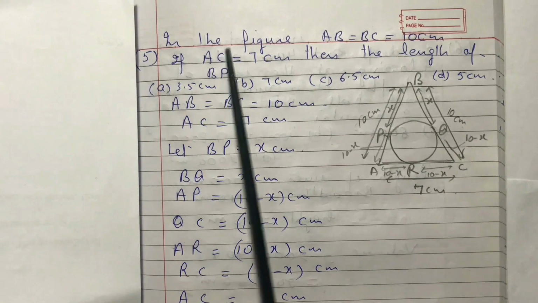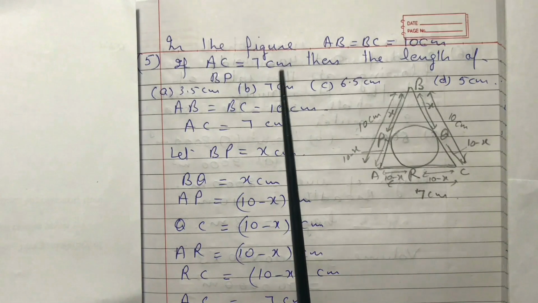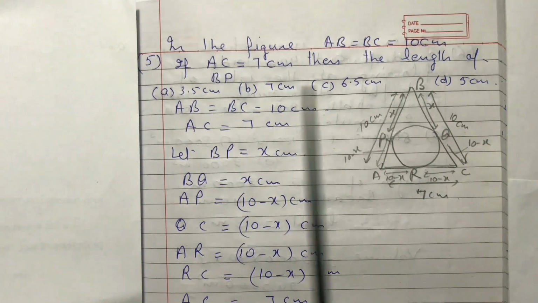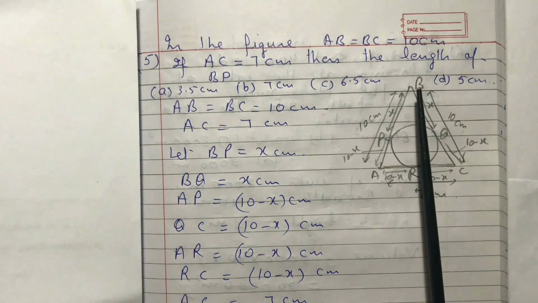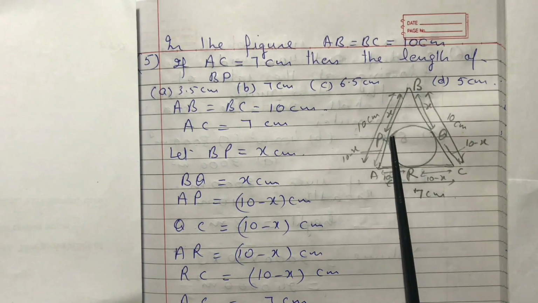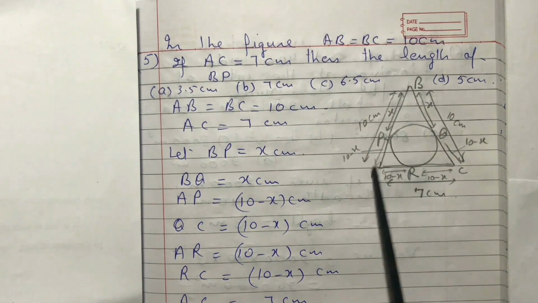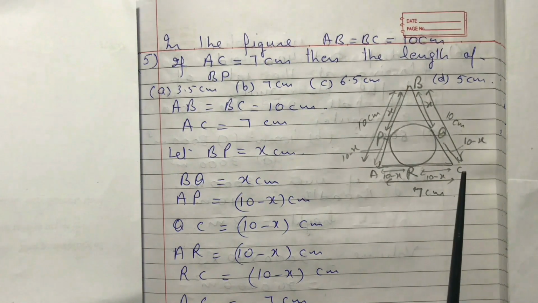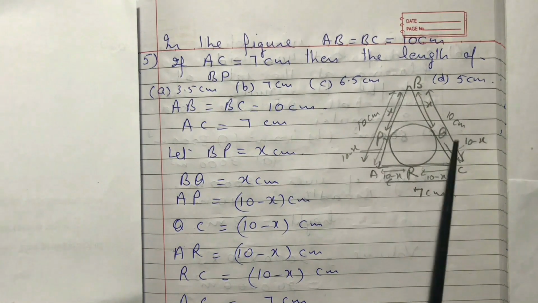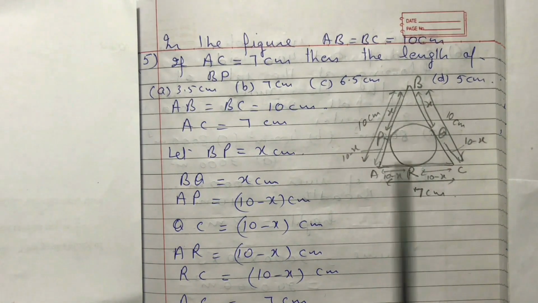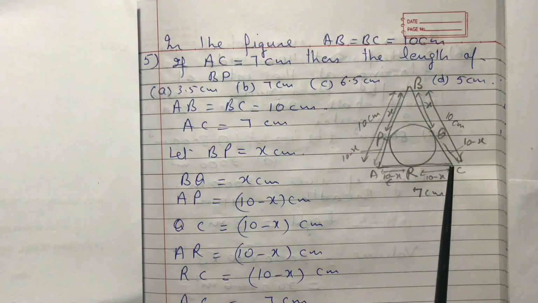Now the fifth question is, in the figure AB and BC are 10 centimeter. If AC is 7 centimeter, then the length of BP is. Again there are 4 options. You have to find the right one. Now this figure is given to you. You have to find the length of this BP. So take this as X. If this is X, then this is X. This length AB is given 10 centimeter. So BC is again given, that is 10 centimeter. So PA is 10 minus X. QC is 10 minus X. And if this is 10 minus X, then this is 10 minus X.